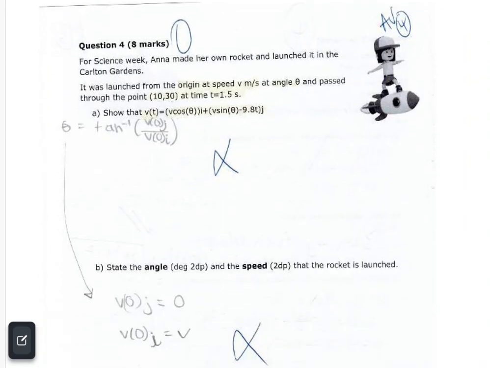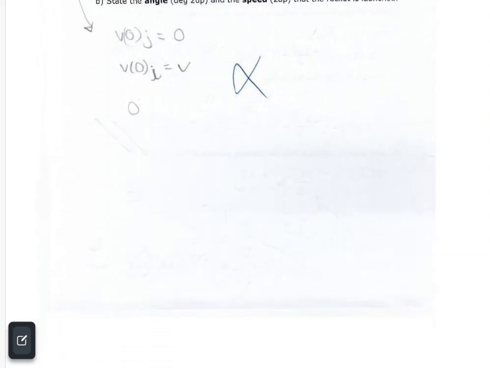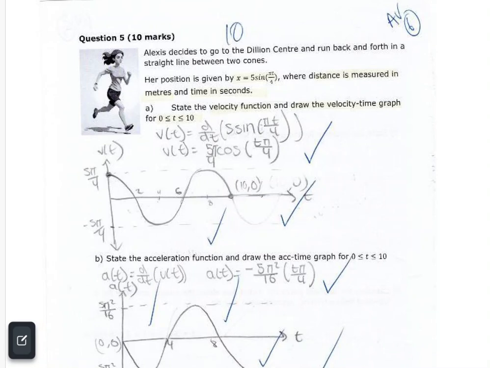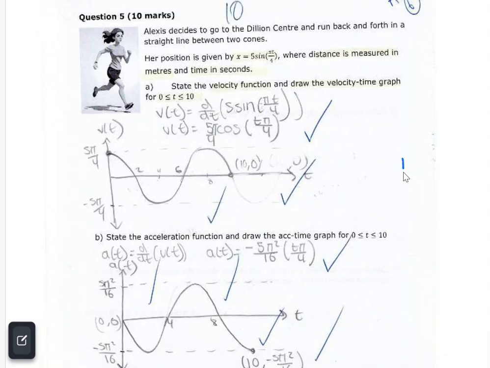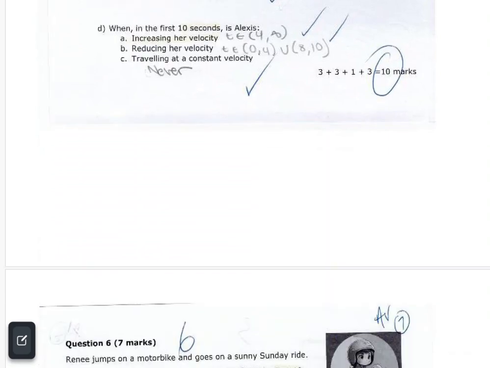Question number 4. We need to do some work on projectiles. And because we couldn't come up with the equations, we couldn't do any of the questions. Question number 5, 10 out of 10, which is good. Good graph, the equation, good graph, the equation, and that interpretation of those graphs is all wonderful.